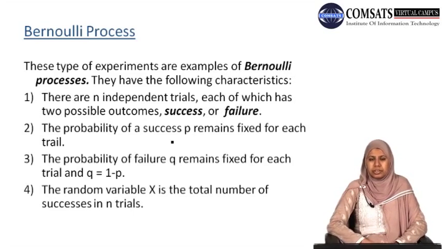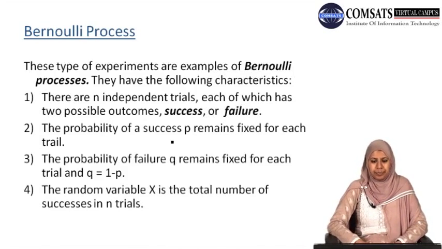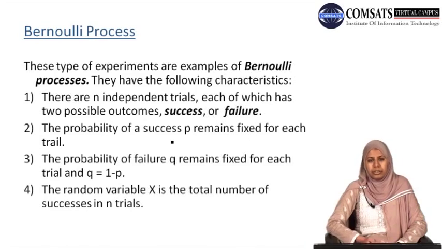For example, if we toss a coin once, and we define success as obtaining a head, then the probability of obtaining a head in the first trial is 1/2. If we flip the coin a second time, the probability of obtaining a head again is 1/2. So the probability of success remains fixed for each trial, and we denote it by small p.